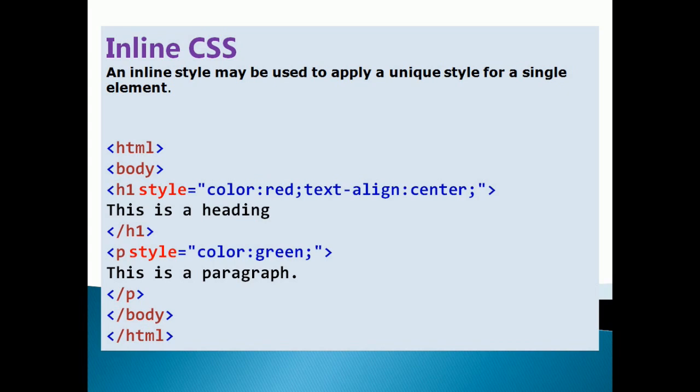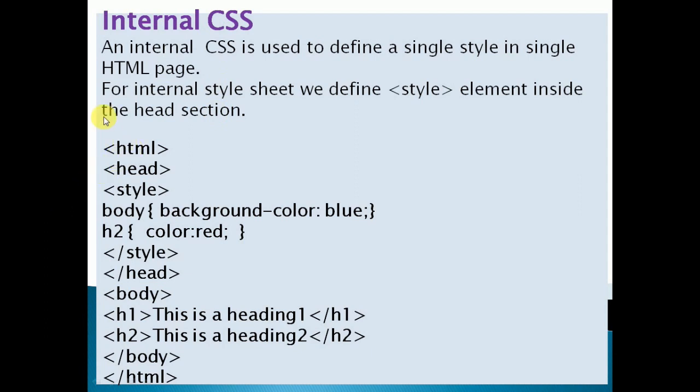Next, internal CSS. An internal CSS is used to define a single style for a single HTML page, the whole HTML page. For an internal style sheet, we define a style tag. Here we use the style tag in internal CSS. This is declared in the head section. The style tag is declared in the head section.